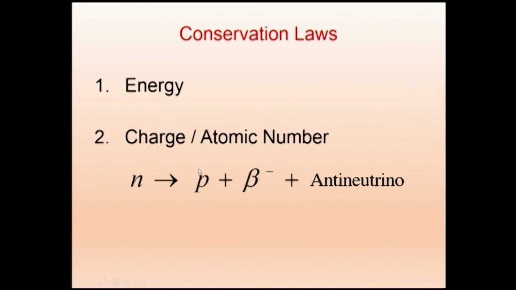Take this reaction: a neutron becomes a proton and it emits a beta minus particle and an antineutrino. As far as charge is concerned, the neutron has charge 0, the proton has charge plus 1, and the beta minus particle has charge minus 1. Therefore, charge will be conserved, and the antineutrino is chargeless. This is a valid reaction where a neutron is converted to a proton by beta minus emission, and here the charge is conserved.